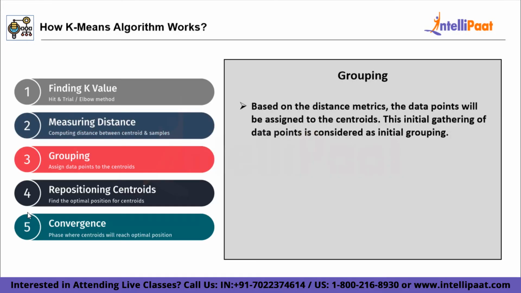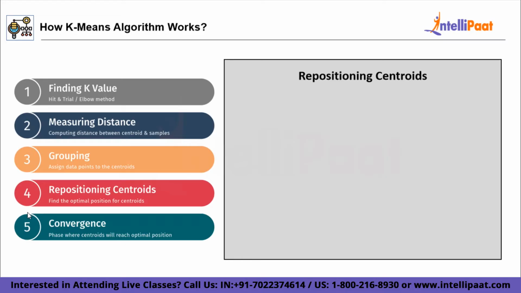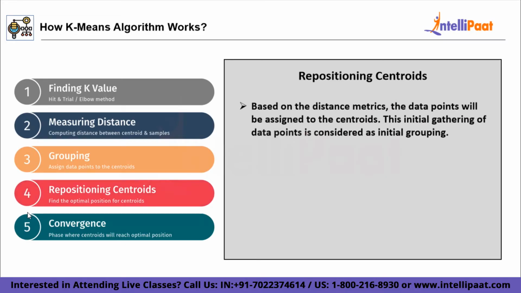Here, based on the distance matrix, each data point will be assigned to a centroid. This initial gathering of data points is known as initial grouping. Now the next stage will be bringing centroids to the optimum position. Now we'll move the old positions of our centroids towards the center of the whole data cluster, and we'll calculate these positions by repositioning centroids and calculating the distance between data points and centroids.